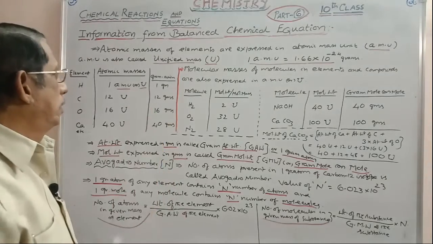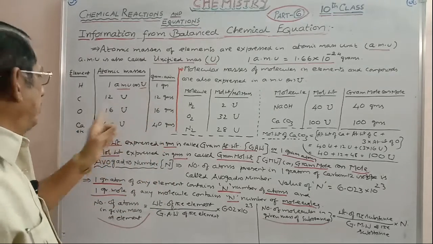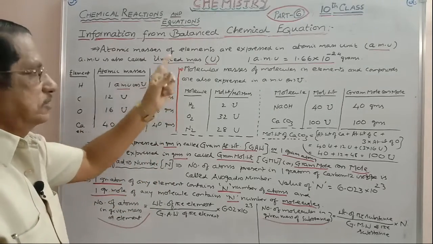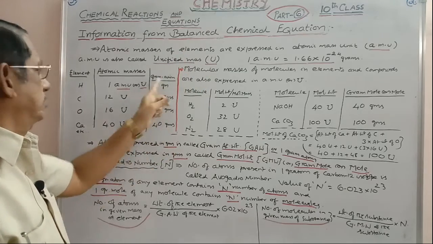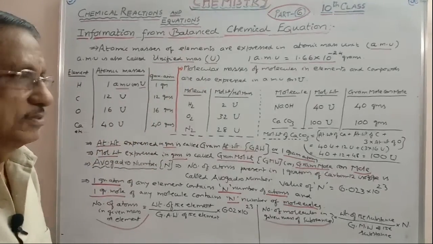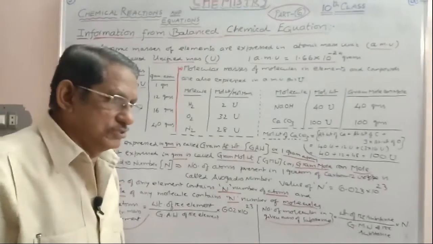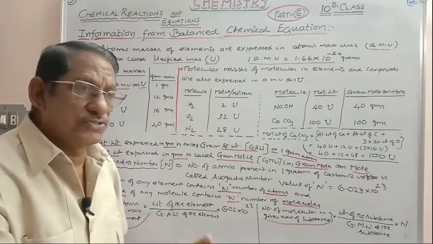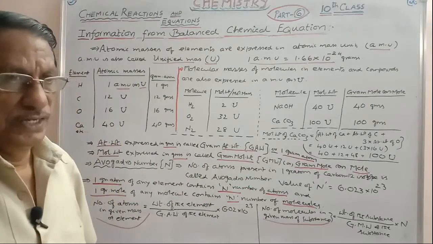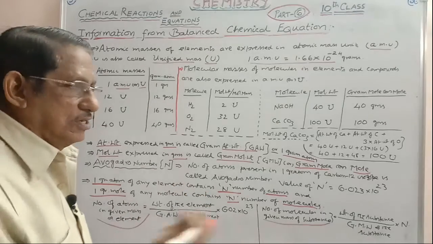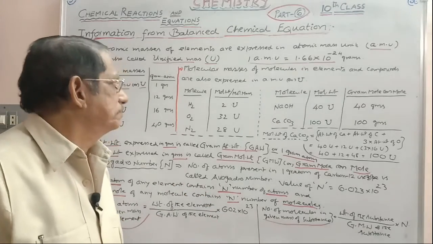Right? So, if you want to take 1 gram atom of calcium, gram atomic weight expressed in grams, 40 grams is equal to 1 gram atom of calcium. Similarly, 1 gram atom of sodium is equal to 23 grams. 1 gram atom of aluminum is equal to 27 grams. 1 gram atom of iron is equal to 56 grams. Like that you can take.